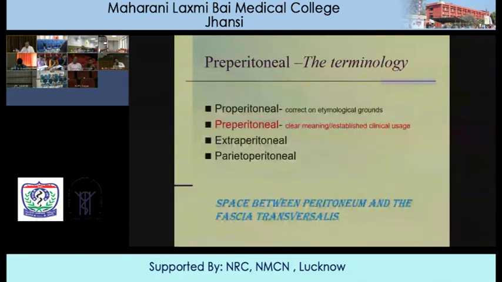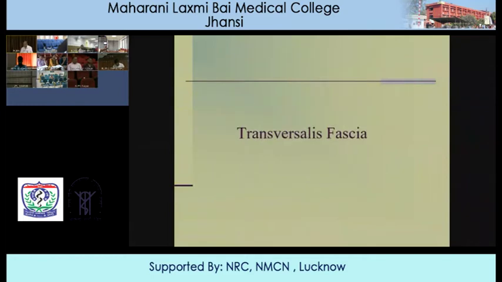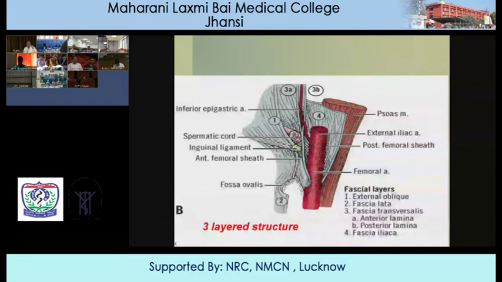What is to be remembered is that this is a space between the peritoneum and the fascia transversalis that we call the preperitoneal space. So, now we're talking about that space between the peritoneum and the transversalis fascia. If you look at the transversalis fascia, this is the transversalis fascia. So, the whole thing is that now we have to understand what the transversalis fascia is. This is believed to be just a thin fascia.